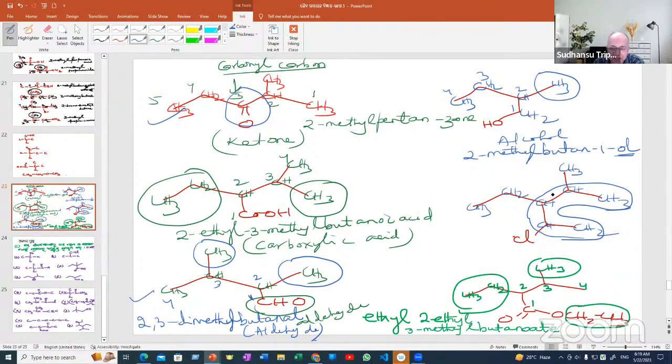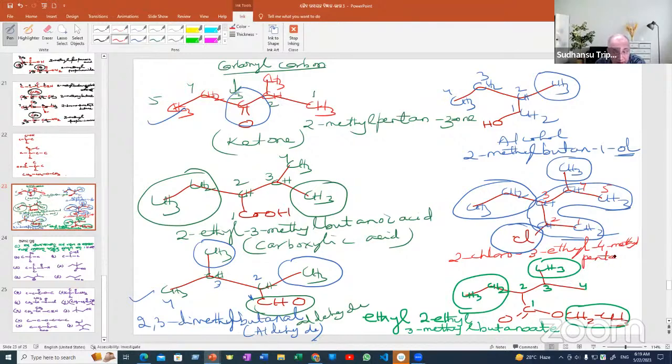This is the only correct longest chain, having 3 branches. So we will be numbering 1. This is 2, 3. This is 2, 3. So on either side, the locants are the same. So the alphabetic senior chloro will get the lower locant. So we have to have 1, 2, 3, 4, 5. So this is 2-chloro, 3-ethyl, 4-methyl, and then the parent alkane. This is haloalkane, pentane, no secondary suffix.